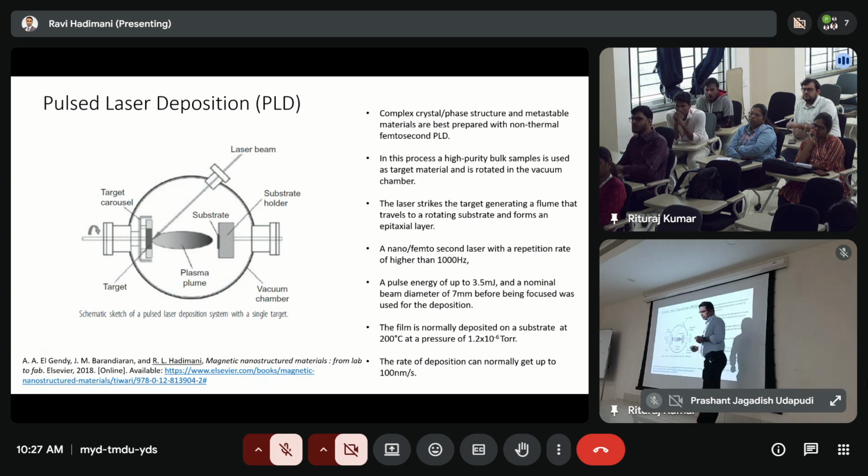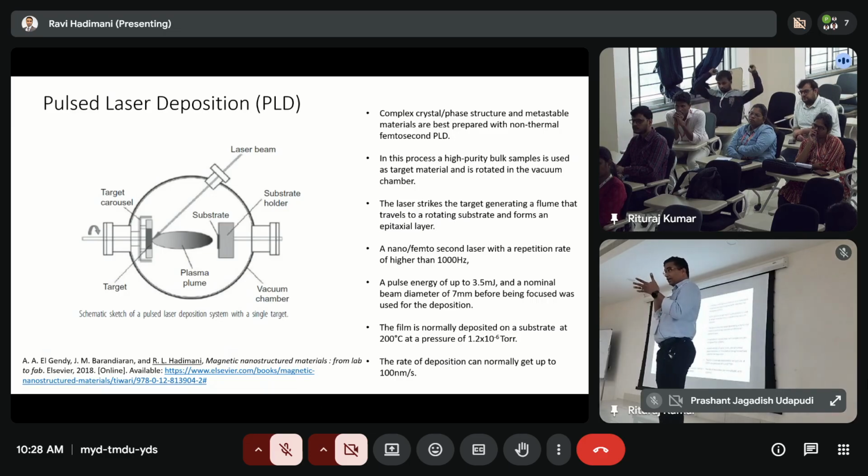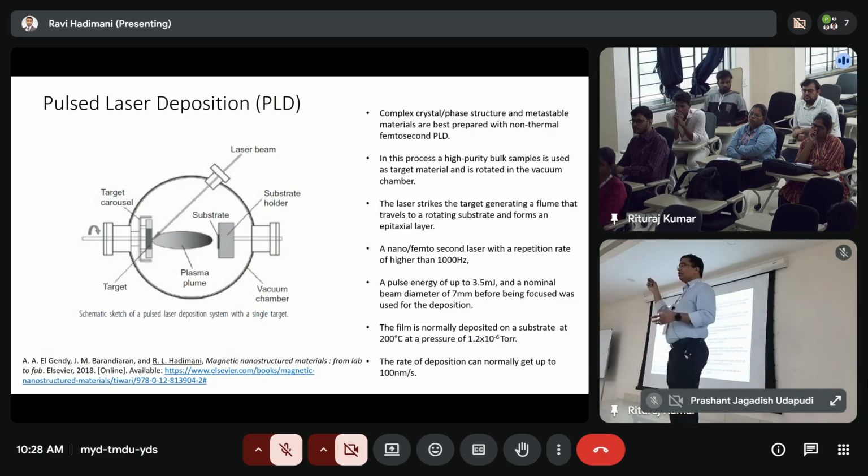In nanosecond laser, what happens is you ablate the material by local heating. The laser heats up. Whereas in femtosecond laser, it's a completely different phenomenon. So what do you think happens when you take a laser and put it on any material?